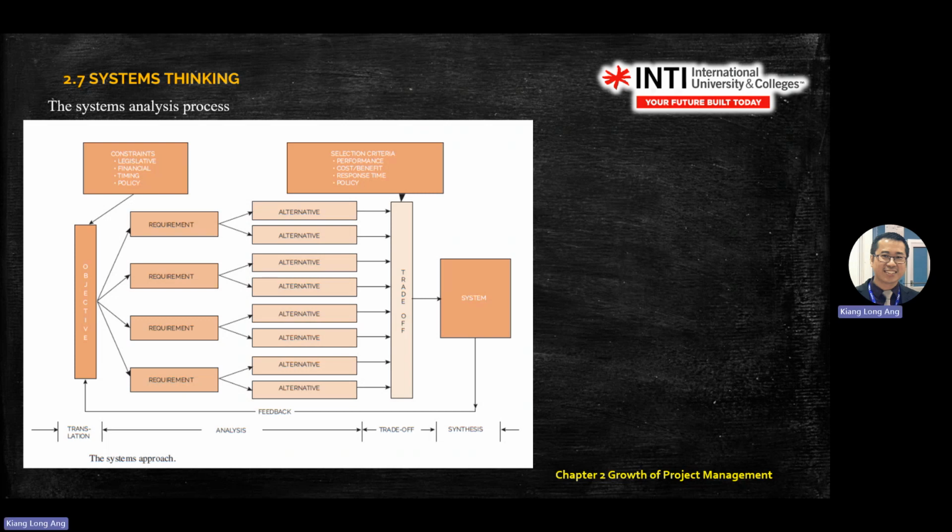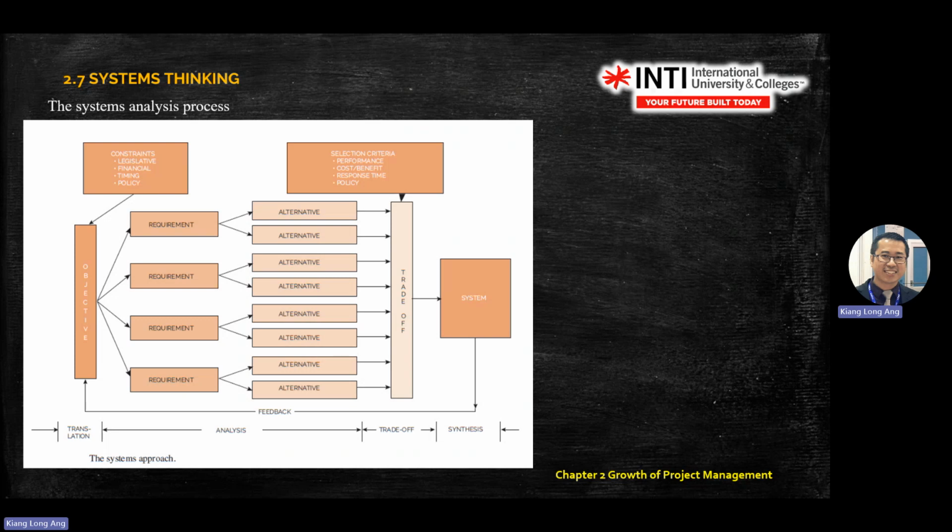Then the rest you read on the top here, there's a constraint. So for the objective, you have a few constraints. Legislative means law and regulation, or some procedure you need to follow. Financial means cost. Timing means time. Policy, some policy you need to look at. Then selection criteria, you need to fit inside the trade-off. For example, performance, cost, time, policy. Still the same: time, cost, quality, and customer requirement. Okay, put inside here. So this whole thing explains what system thinking is.